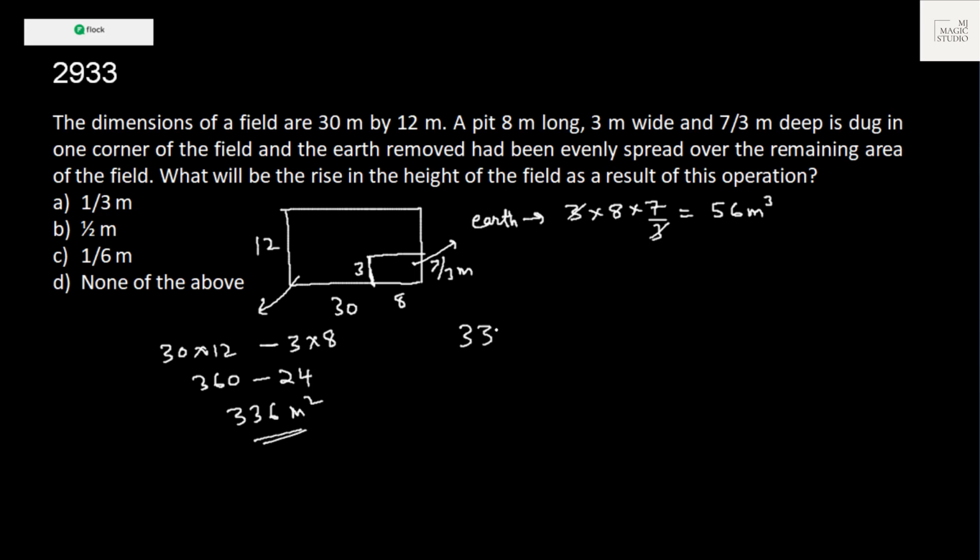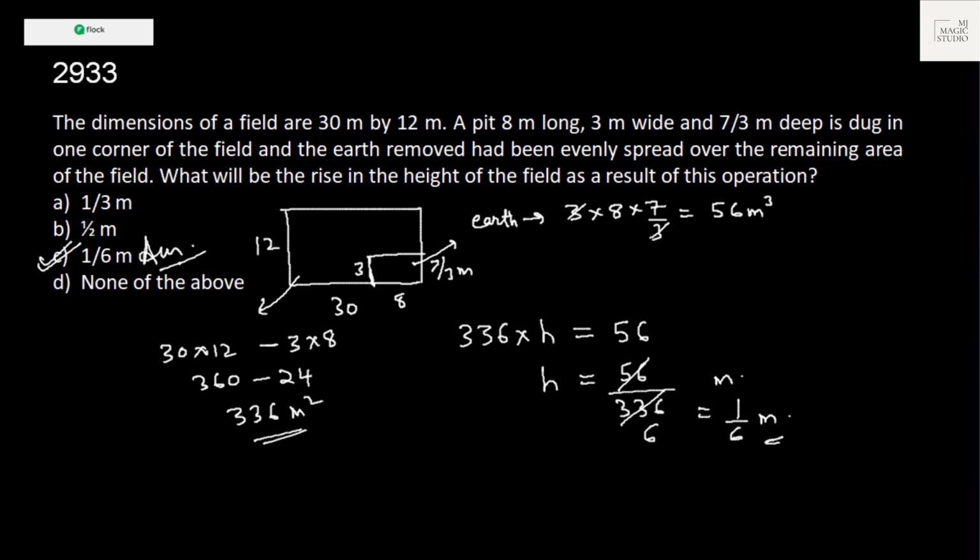So area of the field into rise in the height equals the volume of the earth, that is 56. So height will rise by 56 by 336 meters. And this is 6 times 1 by 6 meter. Rise in the height would be 1 by 6 meter, that is option C. We have just compared the volumes.